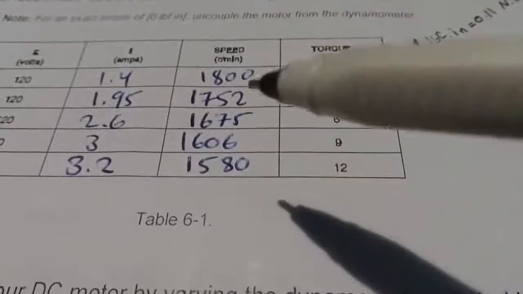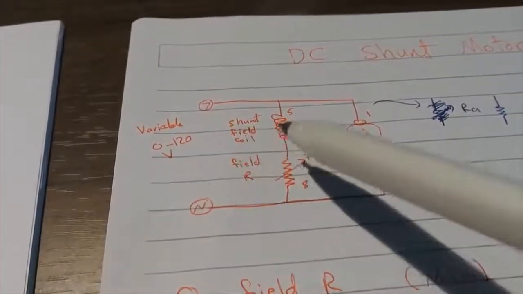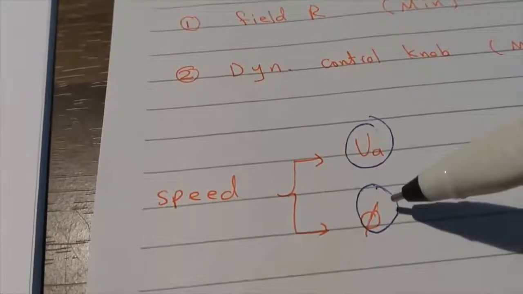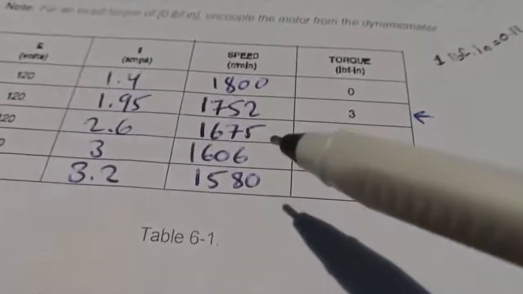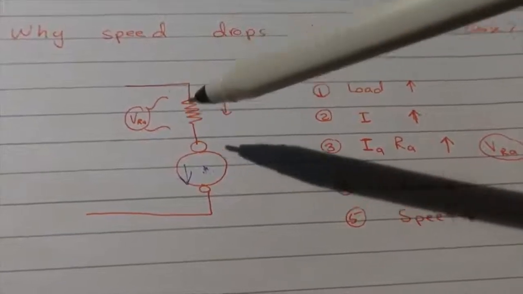But why do we have a variation in the speed? Because we should have a constant speed, right? We're applying a constant voltage to the field coil and the armature, and since the speed is armature voltage and flux dependent, we should get constant speed. The variation is due to the armature resistance.